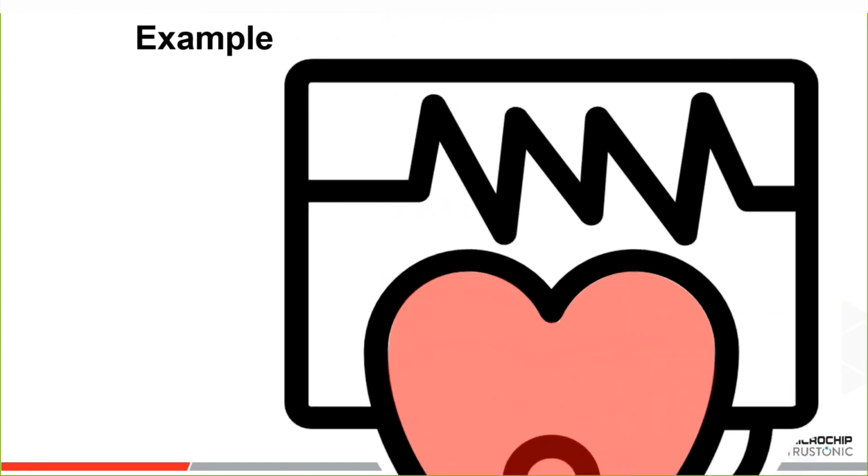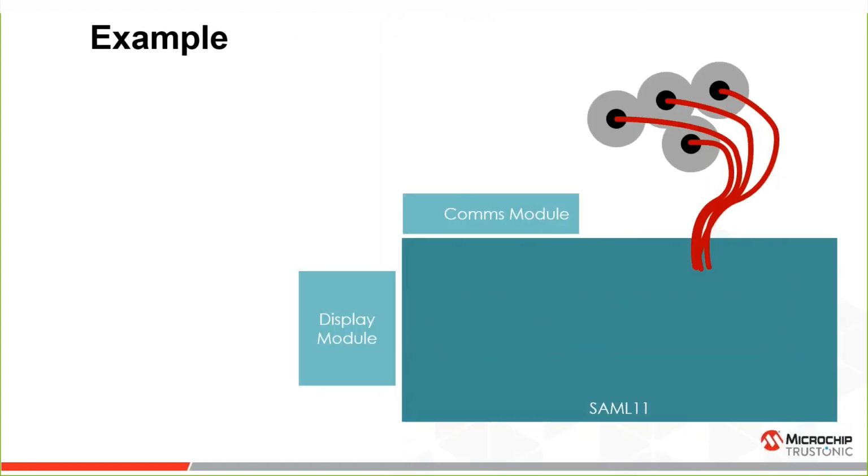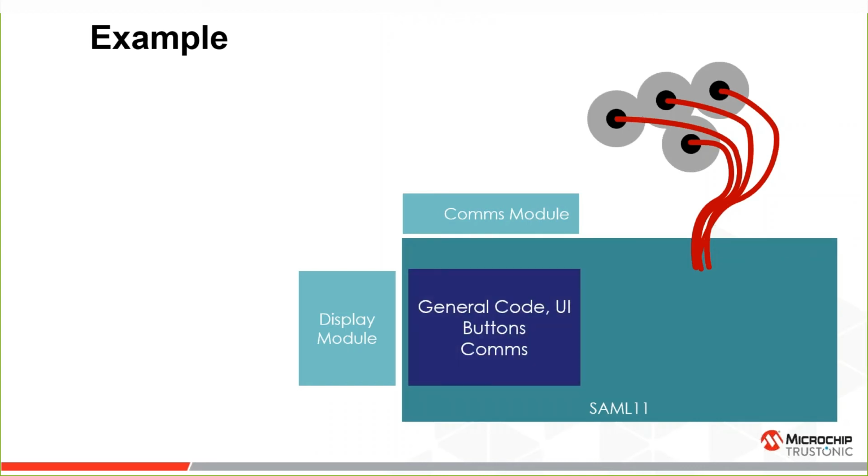So if we look inside that device, it might consist of a SAML11 as its brain, together with a few other modules, maybe one for display, some pretty lights for the end user so they know it's all working, and a communications module, which maybe is using Wi-Fi or Bluetooth to communicate externally. There's also going to be some sensors which are actually taking the heart readings for the patient. And that's what we want to secure. We want to make sure that those heart readings can get to the cloud without anything getting in the way, anything breaking. So in terms of code, we've got some general purpose application code. It's going to do some UI, it's going to do some communications, it can deal with the buttons and the bleeping and everything else. That's all running in what we call the normal world.